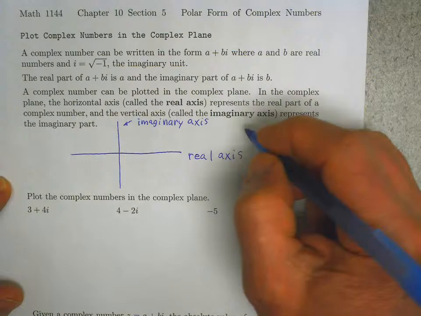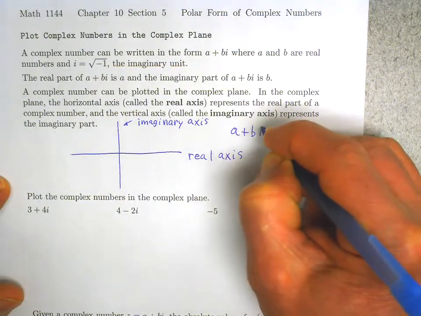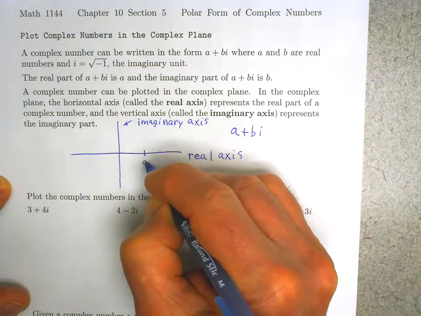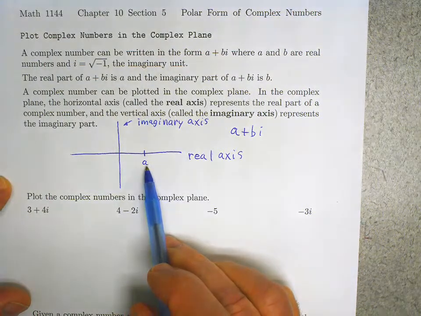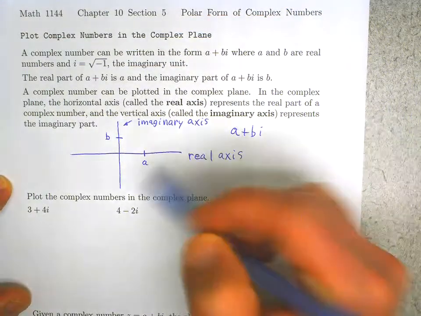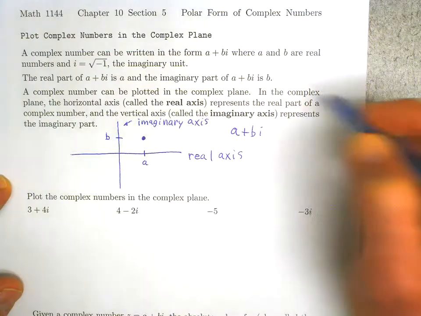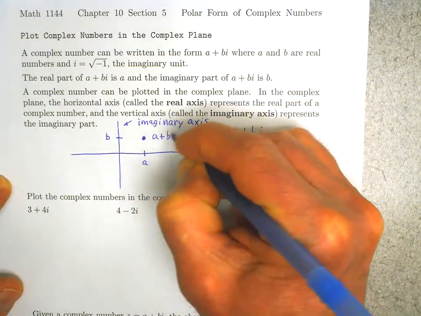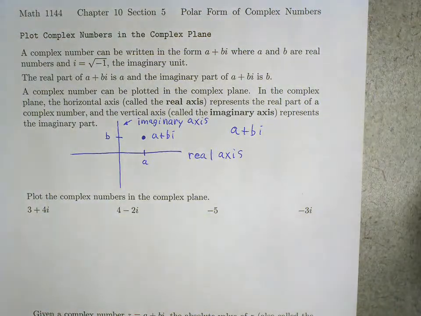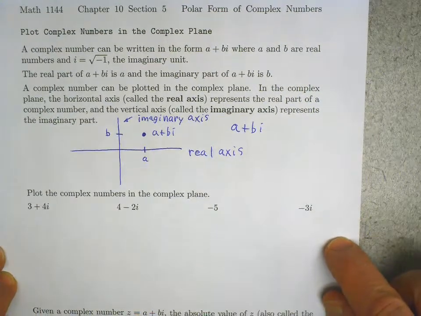Okay, so if we have a complex number a plus bi, where a is the real part, so suppose a is right here on the real axis, on the real number line, and suppose b is on the imaginary axis, then in the plane, this point is a plus bi. Okay, so we'll plot a few complex numbers in the complex plane.